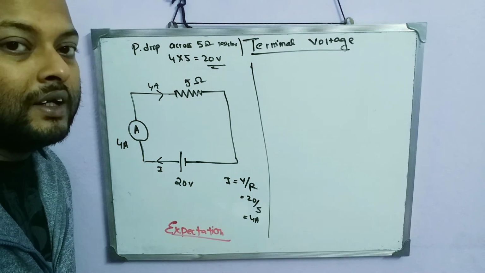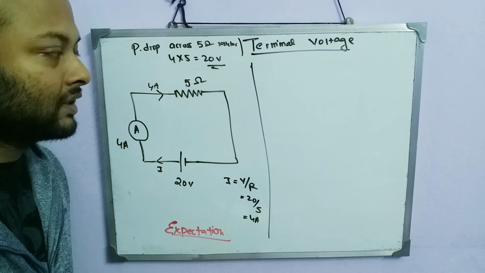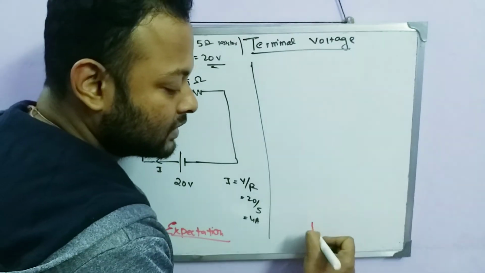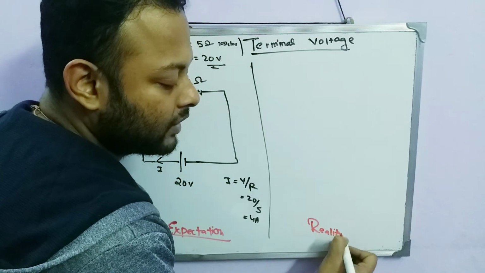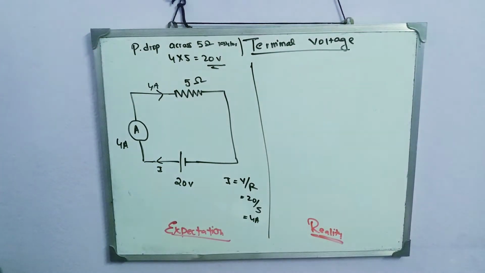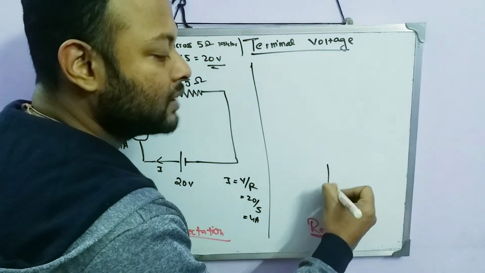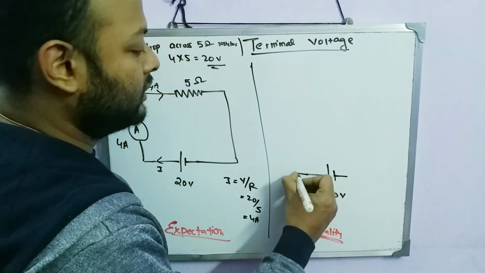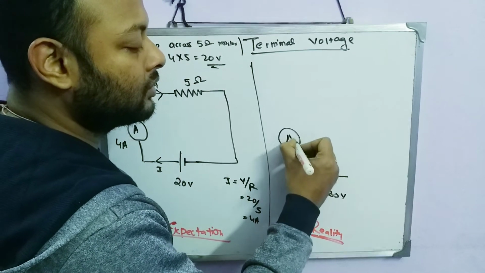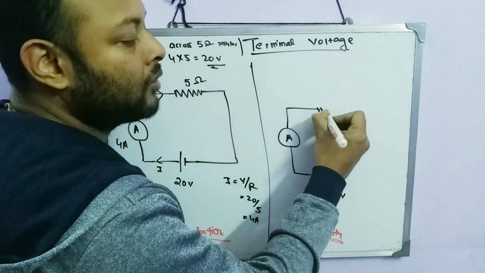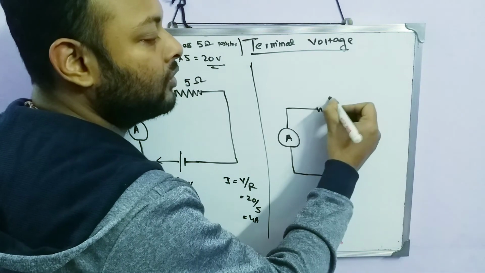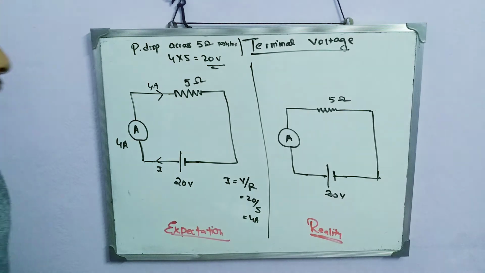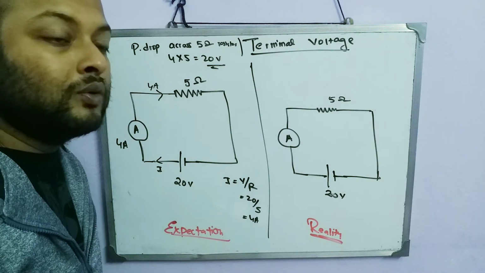But in reality, something else happens. In reality, the situation is a little different. Let me explain to you. We'll take the same situation, 20 volt, and this is passing through an ammeter. Then it is going through a bulb, a resistor of 5 ohm, and then it's coming back.